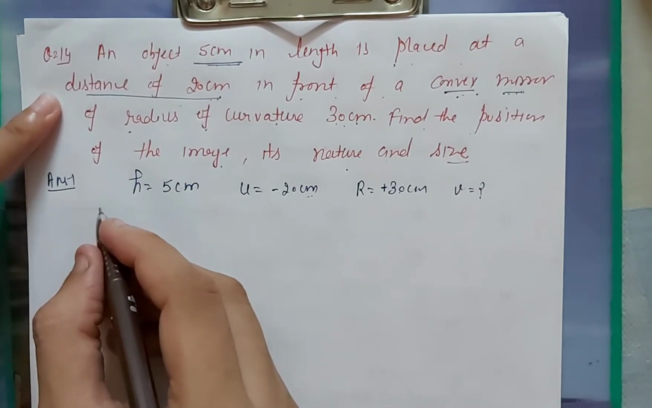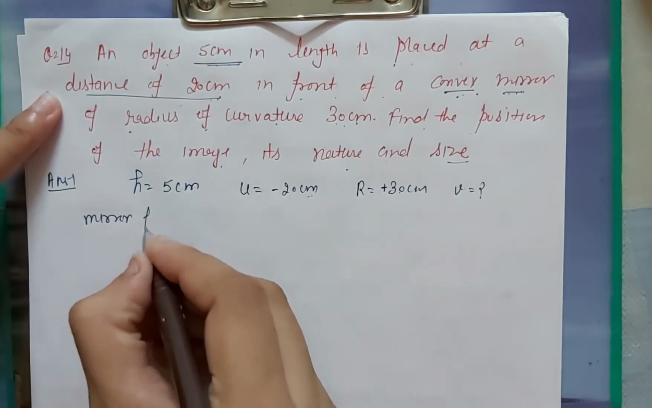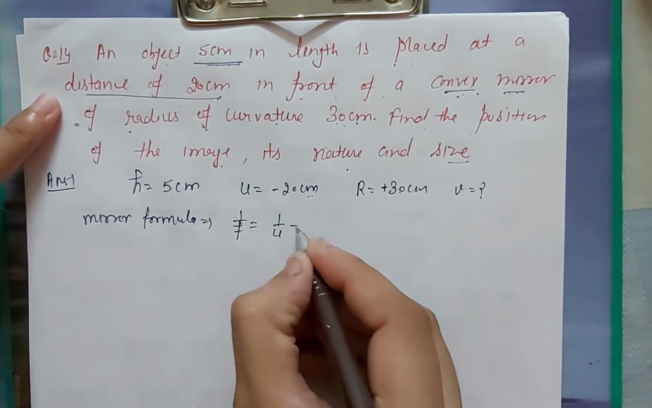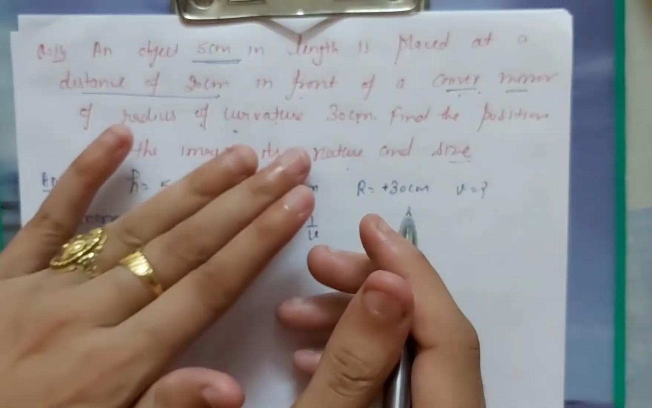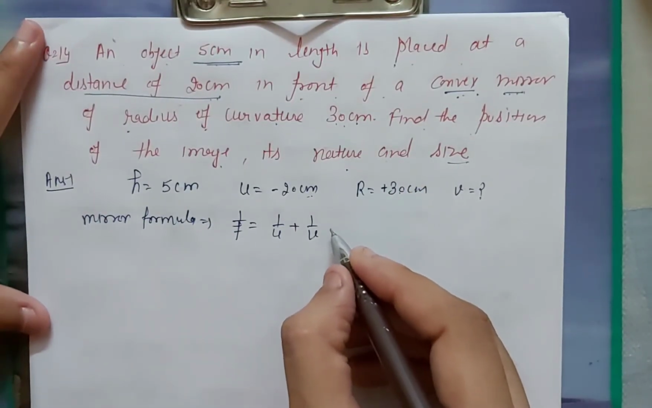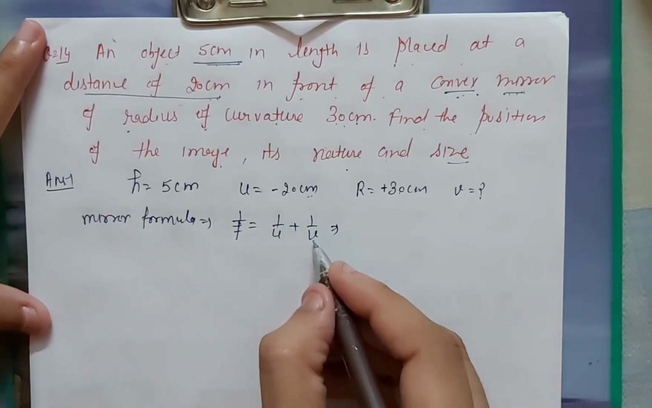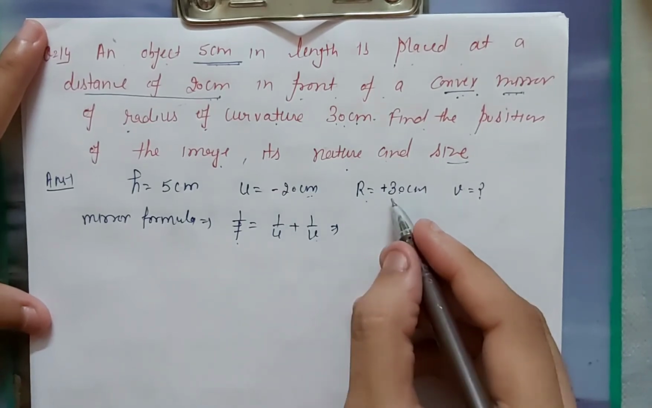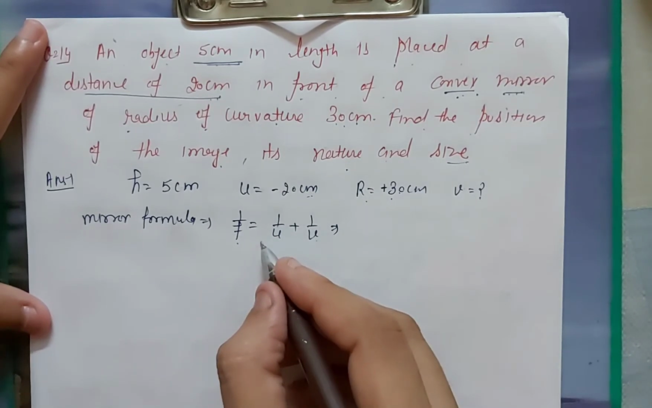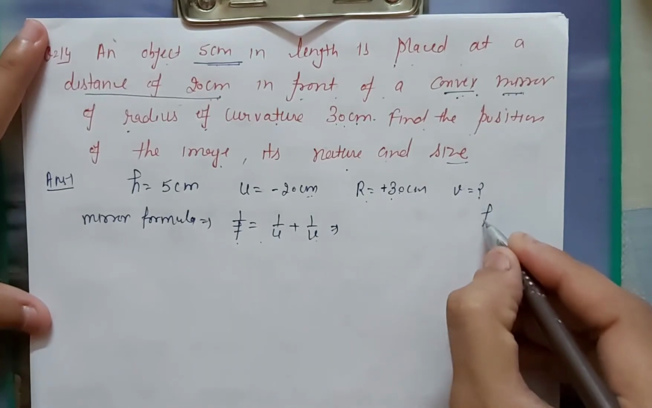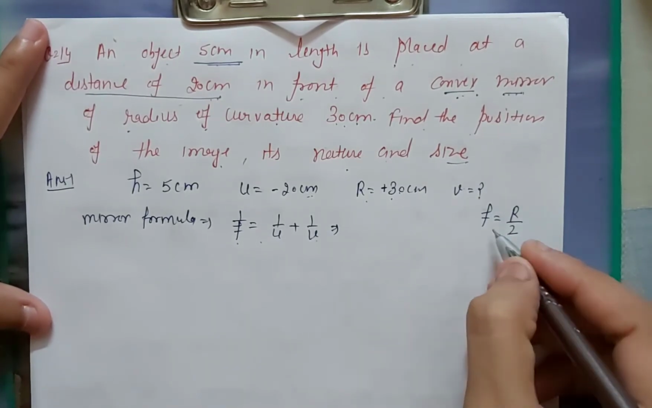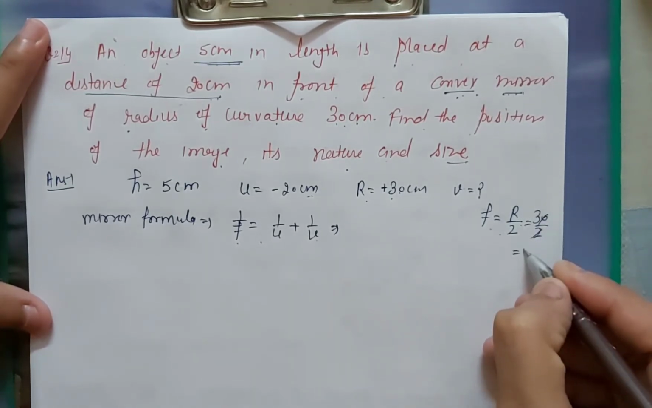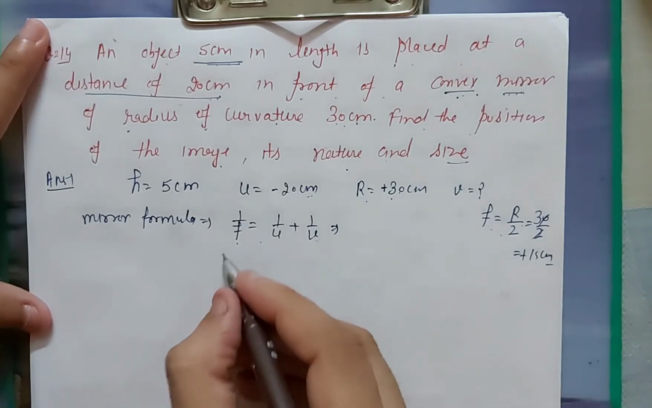So what is the mirror formula? The mirror formula is 1 by f is equal to 1 by u plus 1 by v. Now we do not have the value of f, but we have the value of r, and we can easily find out the value of f. How can we find out? We know that f is equal to r divided by 2. The focal length is always half of the radius. So 30 divided by 2, it is plus 15 centimeter.